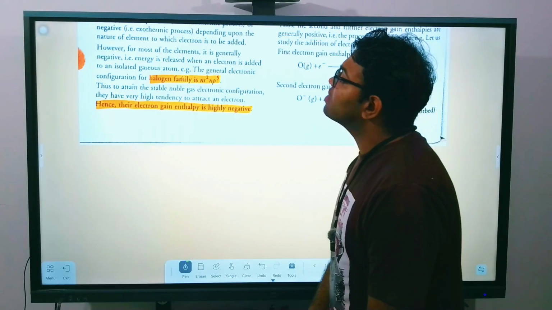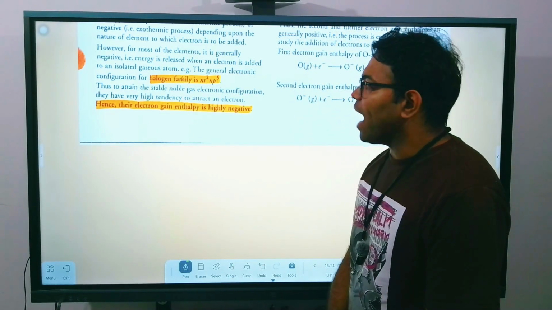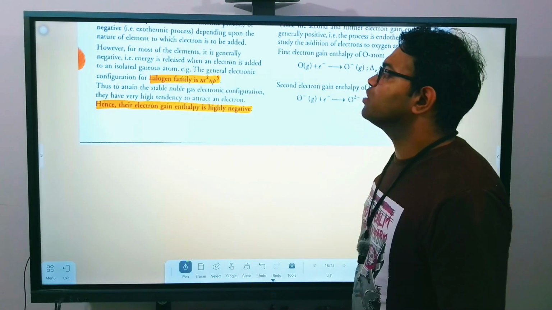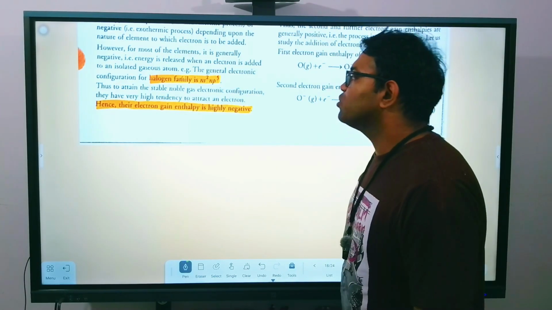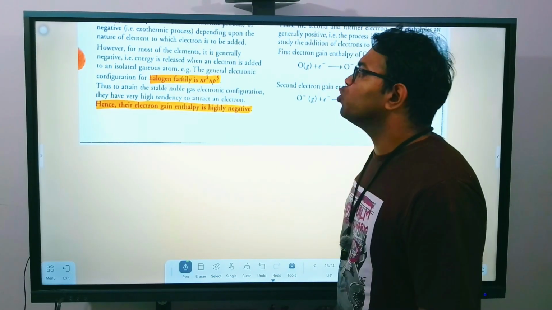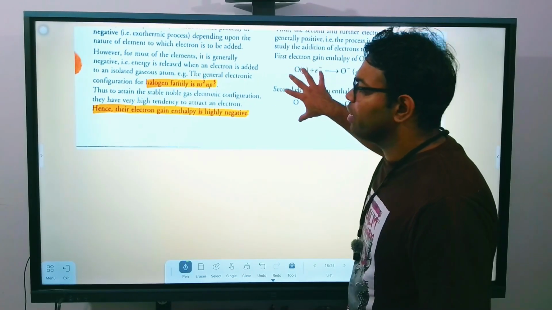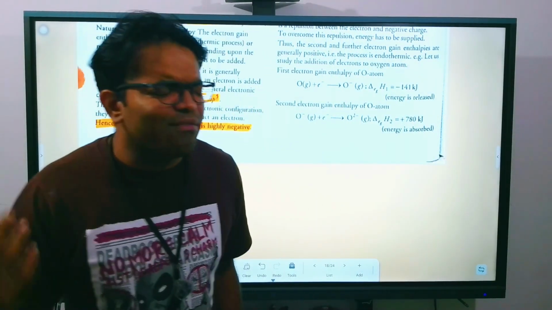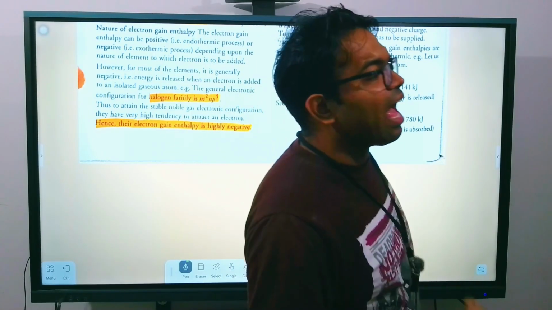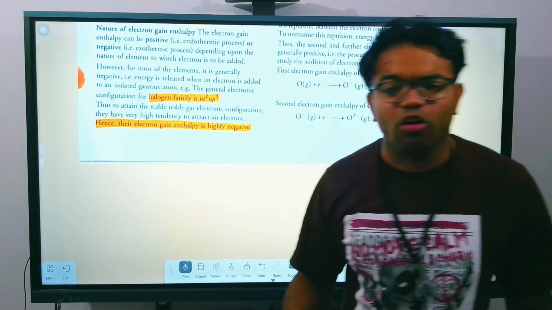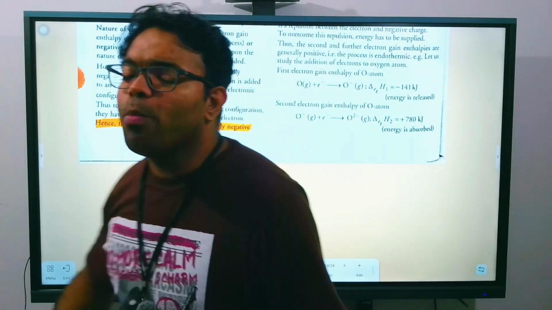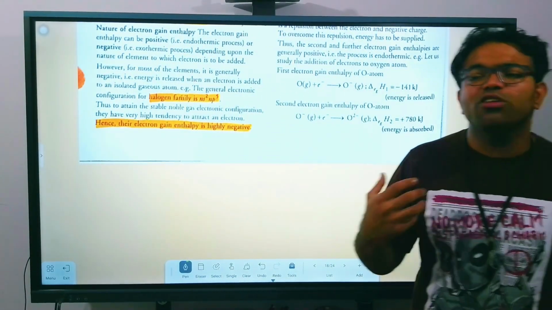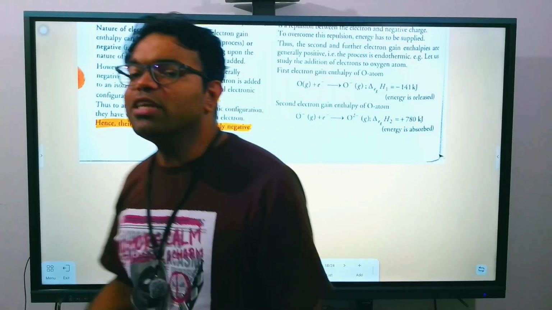That is, energy is released when an electron is added to an isolated gaseous atom. The general electronic configuration for halogens is ns2np5. Thus, to attain a stable noble gas configuration, they have a very high tendency. They would try their level best to have the ns2np6 configuration, a stable noble gas configuration. And to attain this stability, they are willing to release energy.